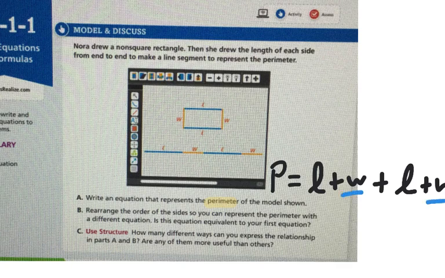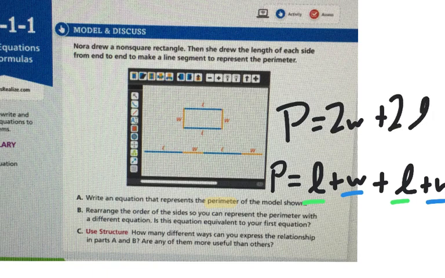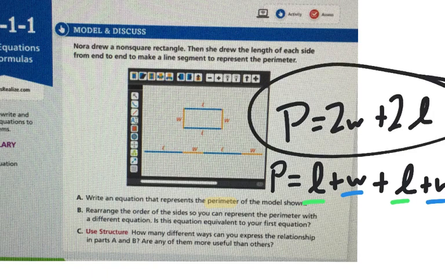W and W are alike. L and L are alike. So what is W plus W? 2W, yes. So the perimeter would be 2 widths plus, and then L plus L, 2 lengths. So that's how we find the perimeter of a rectangle. 2 widths plus 2 lengths. That's for any rectangle. All right? Questions on A part.